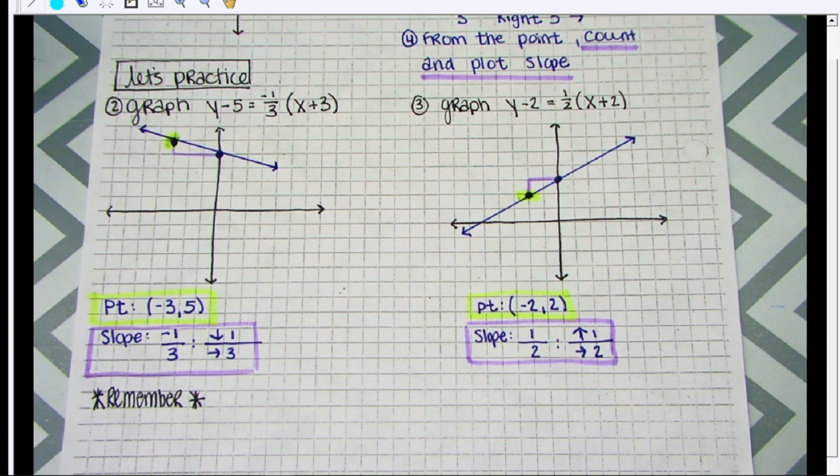The point on number 2 is -3, 5, because the 3 looks positive and the 5 looks negative, but remember it's the opposite sign. So -3, 5: I go left 3 and then up 5. My slope is -1/3, which means I go down 1 and right 3, and then I can connect. Number 3, my point is -2, 2. I go up 1 and right 2.